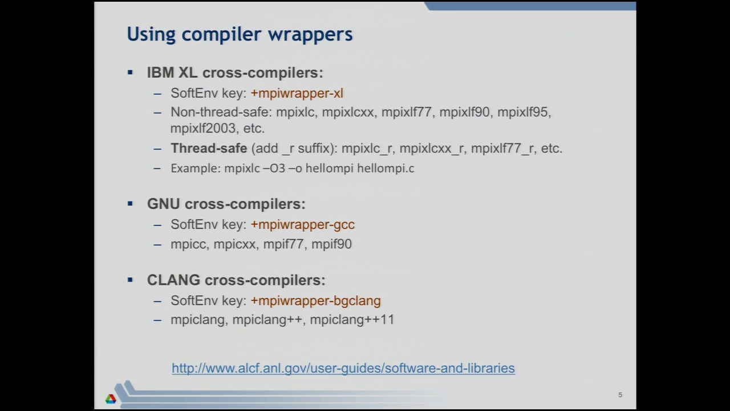And another IBM-ism, if you're not familiar with XL, is that you need to use variants of the compilers that have an _r tacked on the end if you want to build thread-safe code. So if you want to use GNU, we have the same kind of situation with different wrappers for different flavors, C, C++, Fortran 77, Fortran 90, and you get that by using +mpiwrapper-gcc, and we also have the Clang compilers with +mpiwrapper-bgclang.